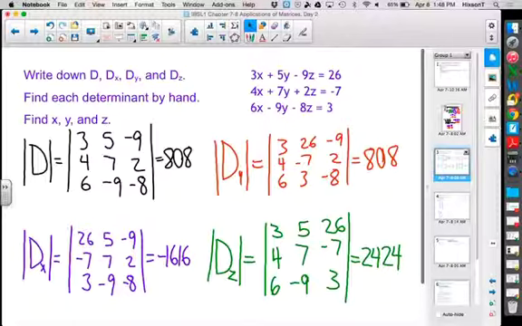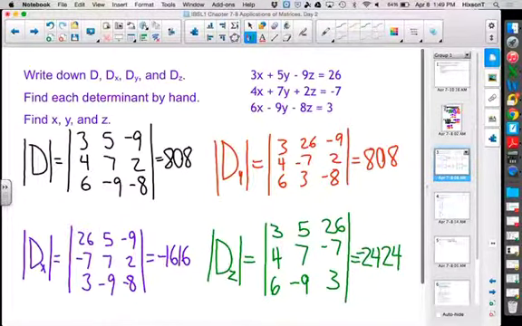Mm-hmm. I think D sub z is negative 1. Is it? Okay, yeah. I couldn't remember if it was positive or negative.